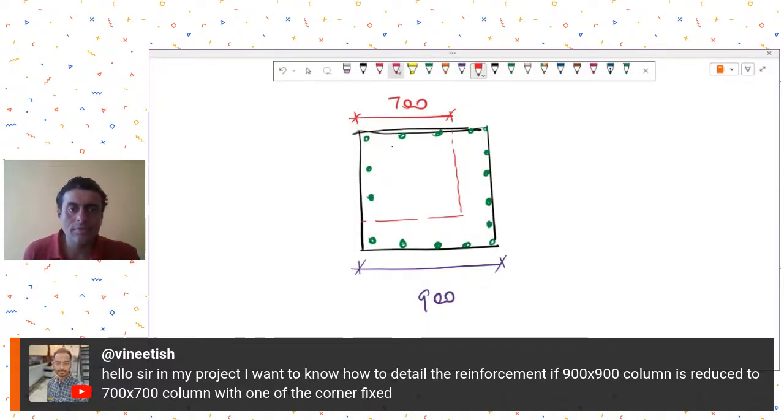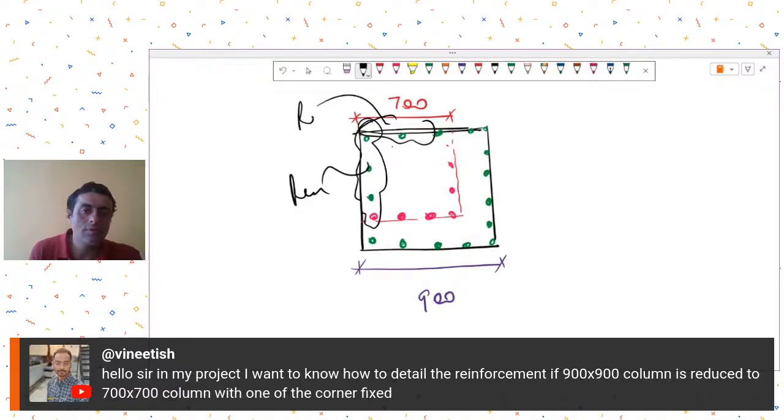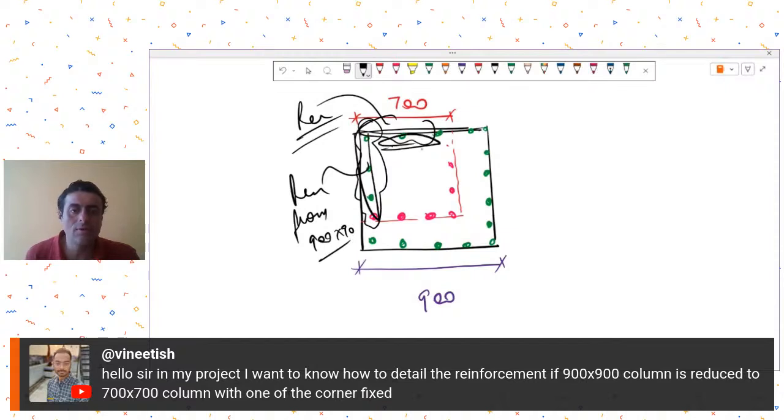So let's say we have something like this. The pink reinforcement is what you require in the 700 by 700. And see some column, some reinforcement; this reinforcement you can continue. Reinforcement from 900 by 900 can be continued in, let's say, this and this. Do you understand? So on one face, oh, screen is not visible.